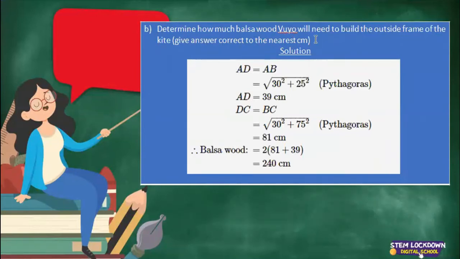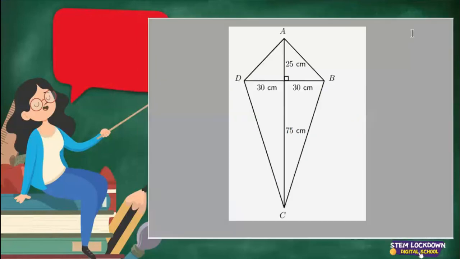Again, the question says determine how much balsa wood Buyo will need to build the outside frame of the kite. Outside frame implies a frame that will go all around the outside, which in this case means the perimeter. So basically you need to find the perimeter of the kite. To do that, you need to find all the outside lengths: length AB, length BC, length CD, and length AD, and add all the lengths together.